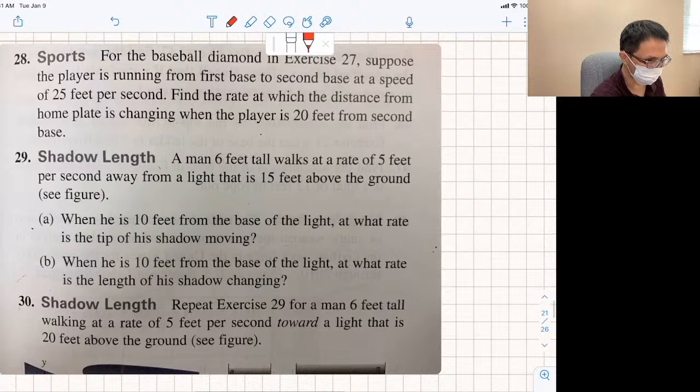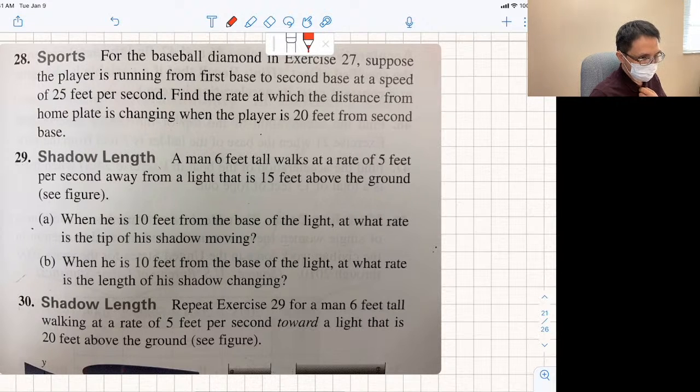A man is 6 feet tall, walking at a rate of 5 feet per second, away from the light that is 15 feet above the ground. Right? So we're gonna think about those things. A man is 6 feet tall, walking at a rate of 5 feet per second, away from the light that is 15 feet above the ground. See figure. We didn't draw the figure. You had to visualize that.